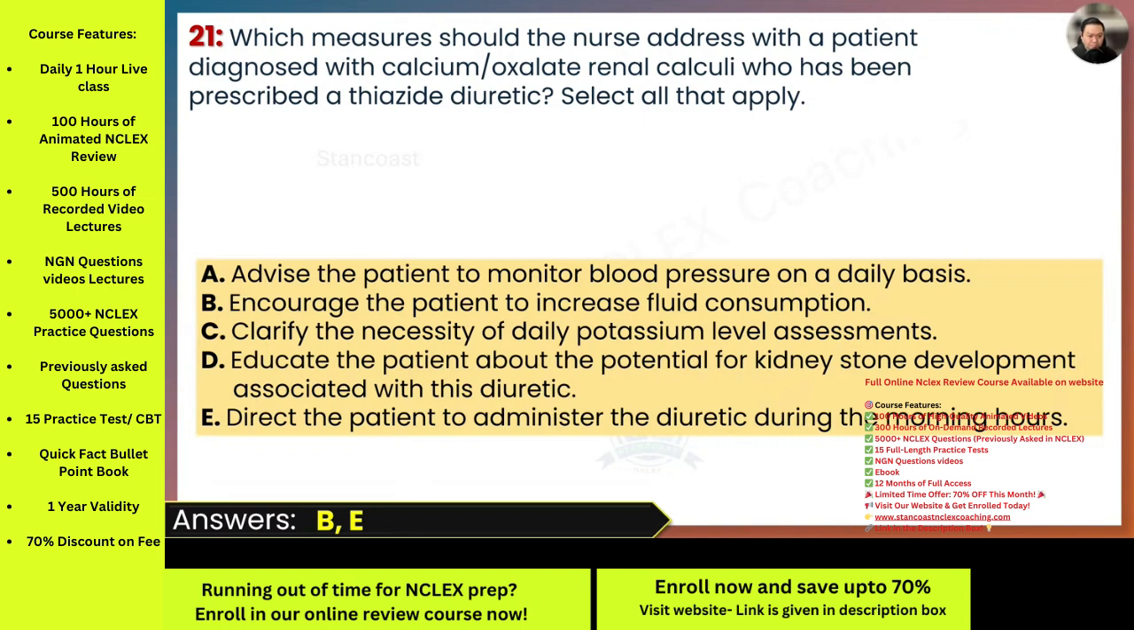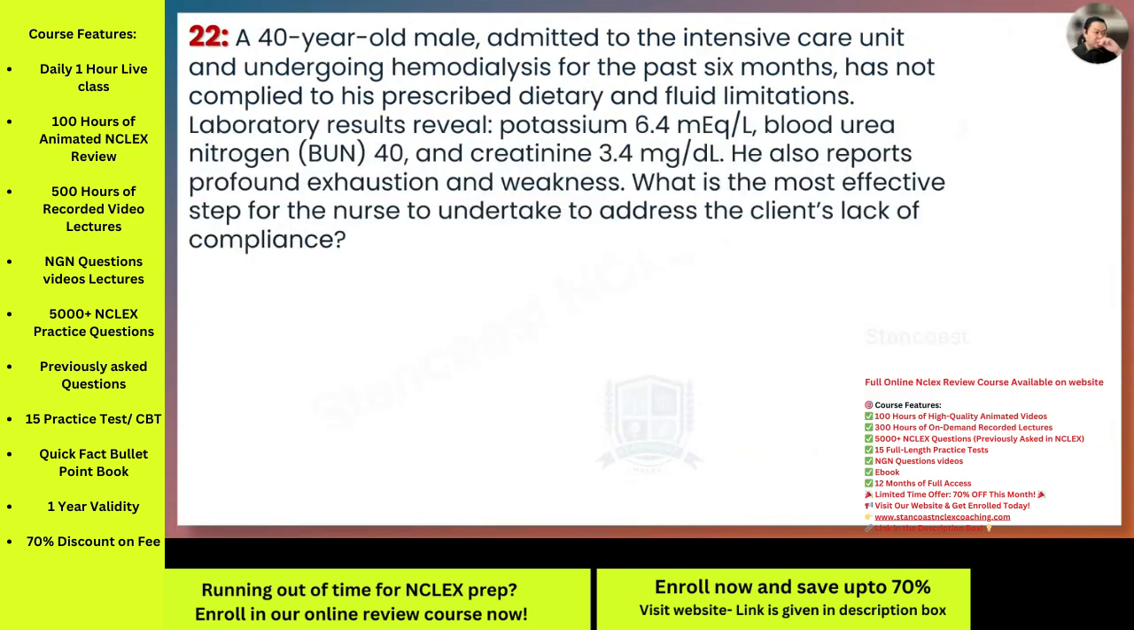So you have to be cautious about those options that reference rare or less common side effects unless the patient has additional risk factors, but those are not mentioned in this case.